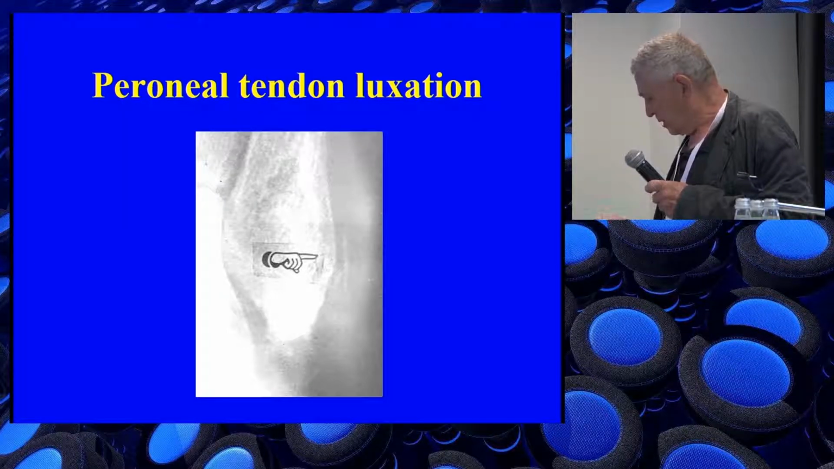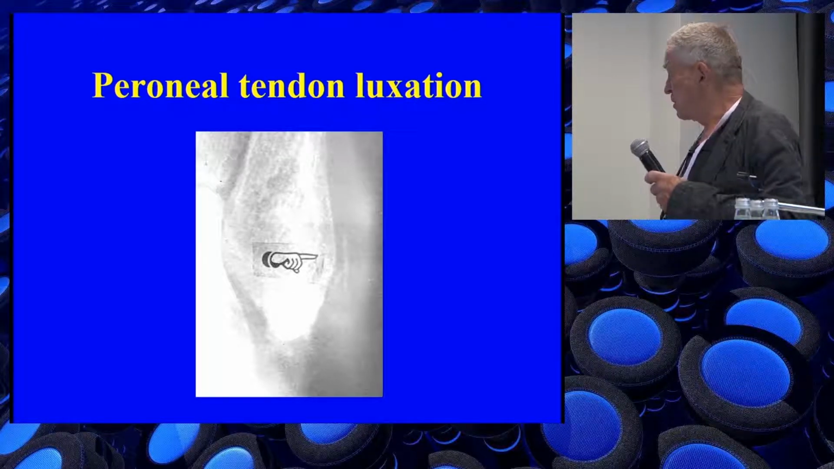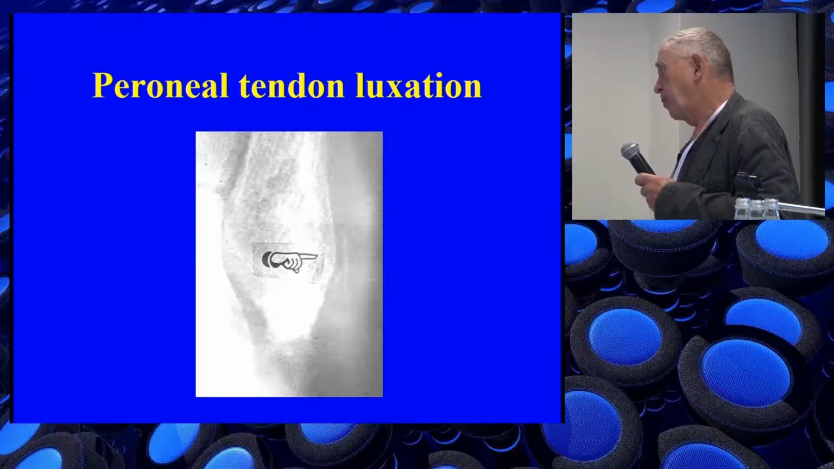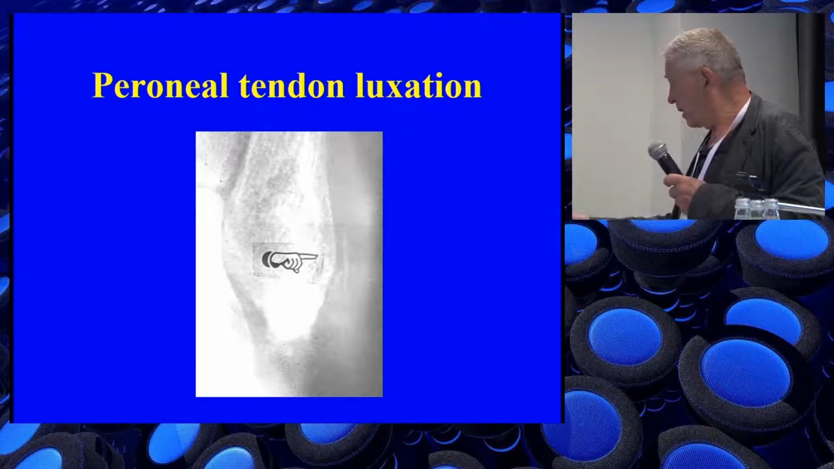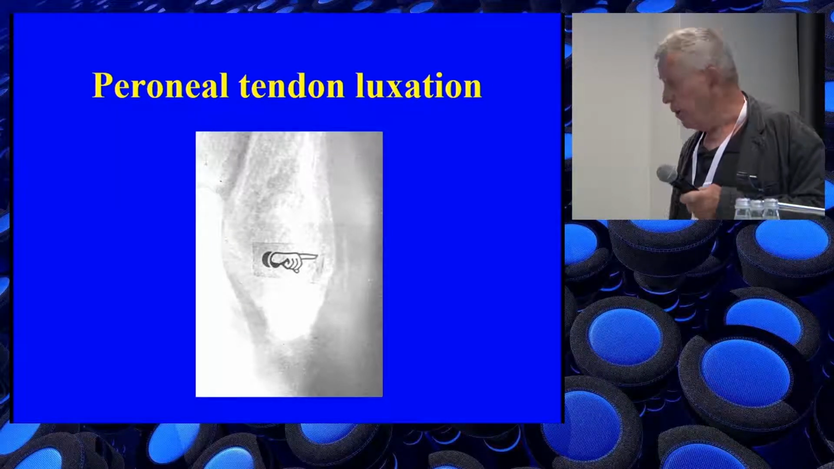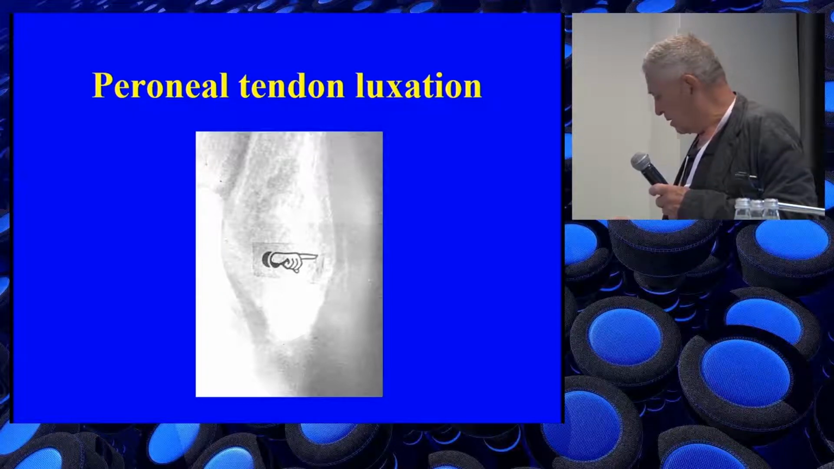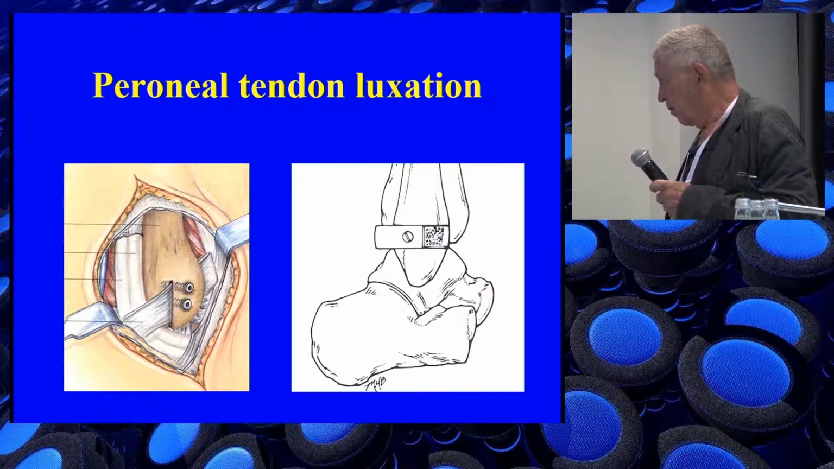Sometimes you can see on an X-ray a small and sharp ossification like this, and this is probably because of a bleeding when the first accident happened. But if you see that, you should always be aware that it could be a sign of peroneal tendon luxation. There are many methods of mending this.